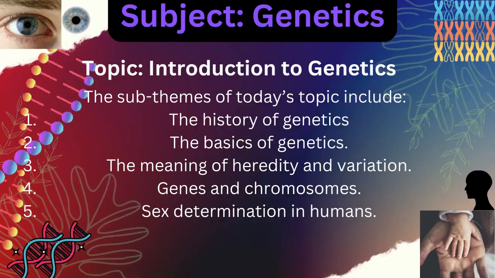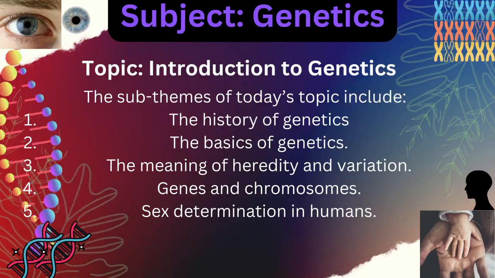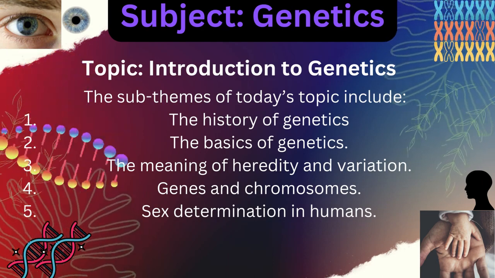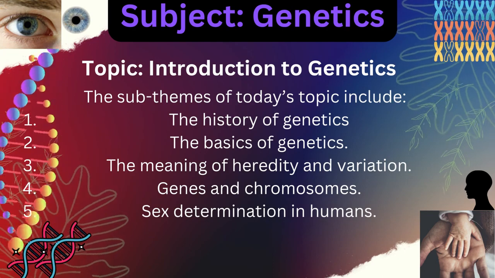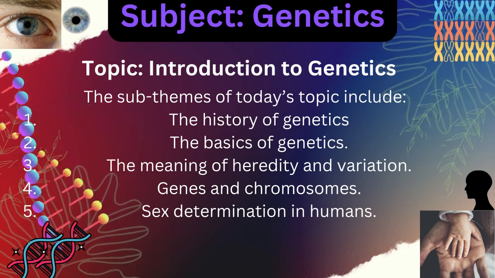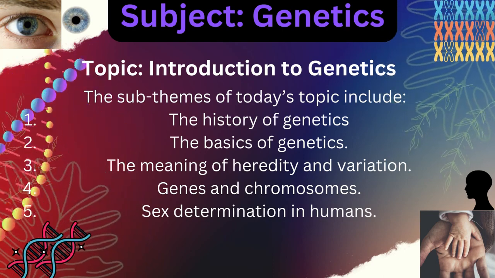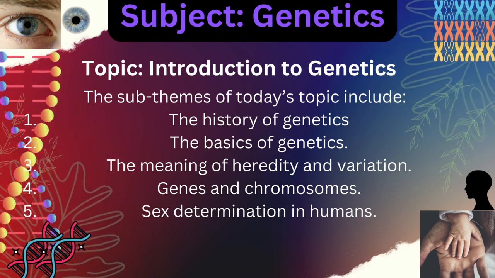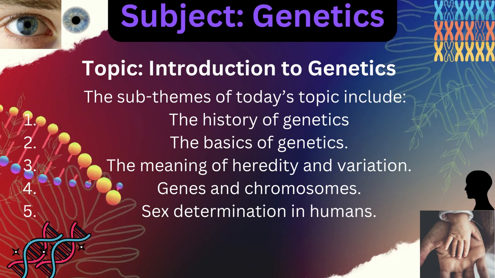Today we are going to discuss the topic Introduction to Genetic Study in Humans. The main objectives of today's topic are to know about the history of human genetics, to know about the basics of human genetics, to understand the meaning of heredity and variation, to know about the genes and chromosomes, and to understand the sex determination in humans.